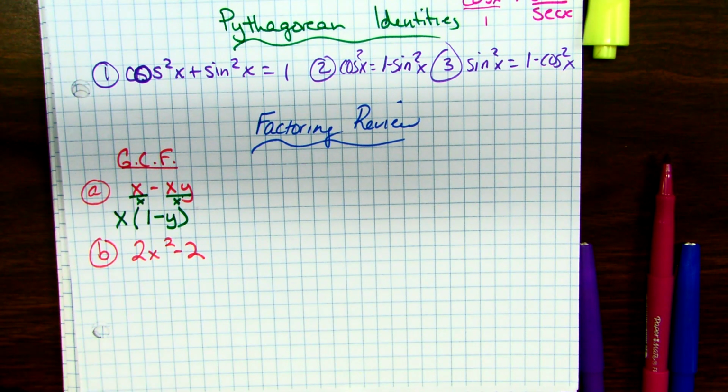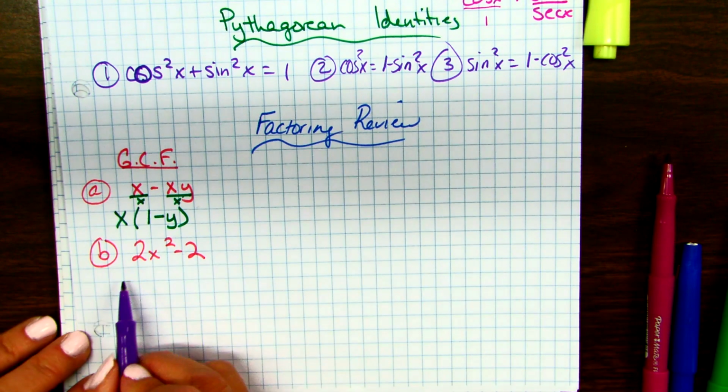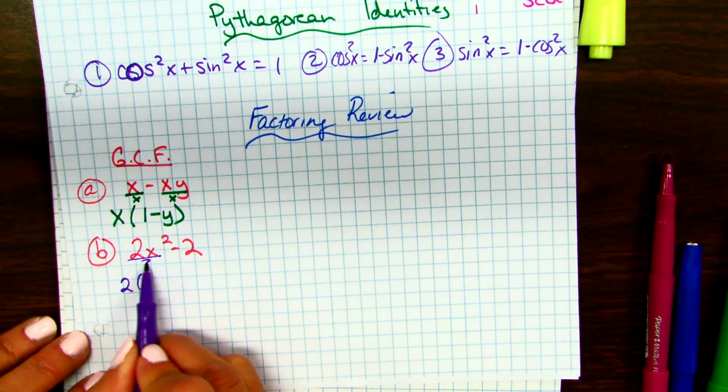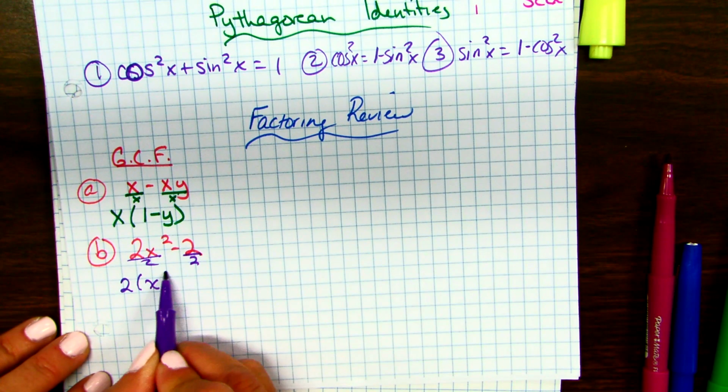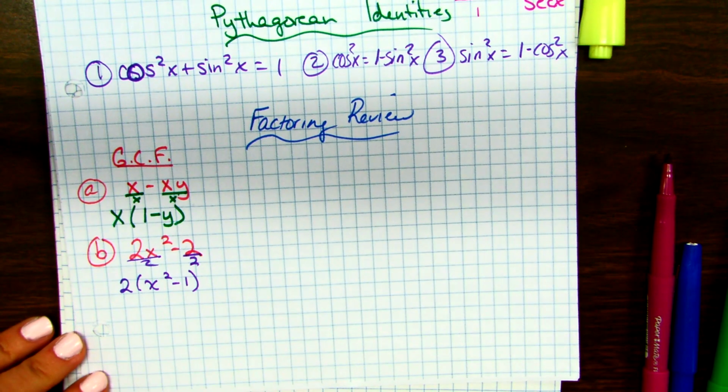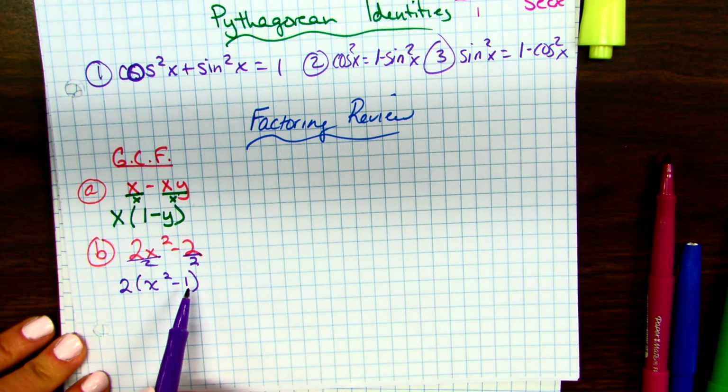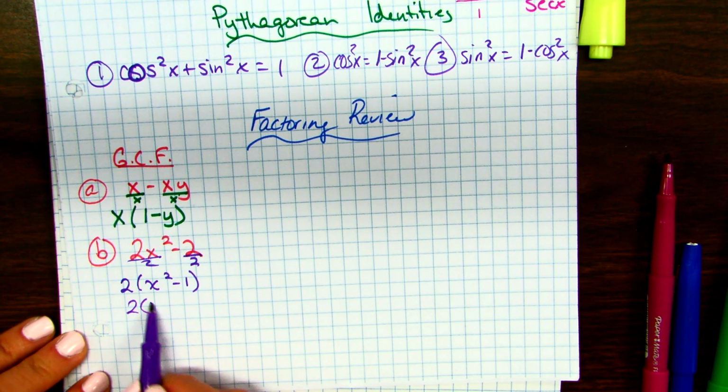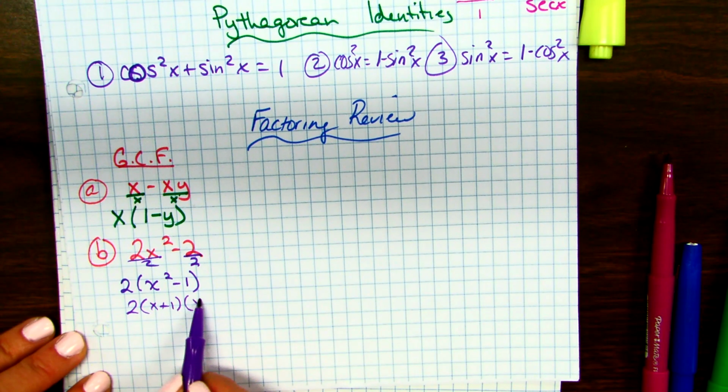What would be the GCF in part B? 2. Yeah. Dividing both of these by 2 leaves you with x squared minus 1. And guess what? Sometimes you can go even further. That's the difference of two squares, right? Two parentheses, two different signs. That's x plus 1, x minus 1.